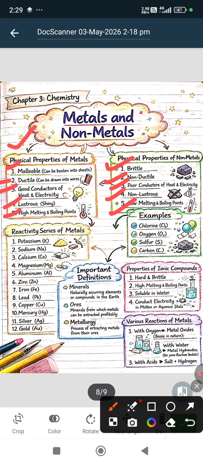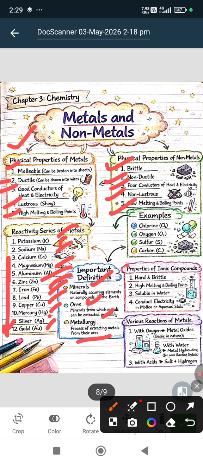Reactivity series of metals: potassium, sodium, calcium, magnesium, aluminium, zinc, iron, lead, copper, mercury, silver, and gold. Here, reactivity decreases from here to here. Important definitions: minerals, naturally occurring elements or compounds in the earth, are minerals. Ores, minerals from which metal can be extracted profitably, are ores. Metallurgy is the process of extracting metal from its ores.